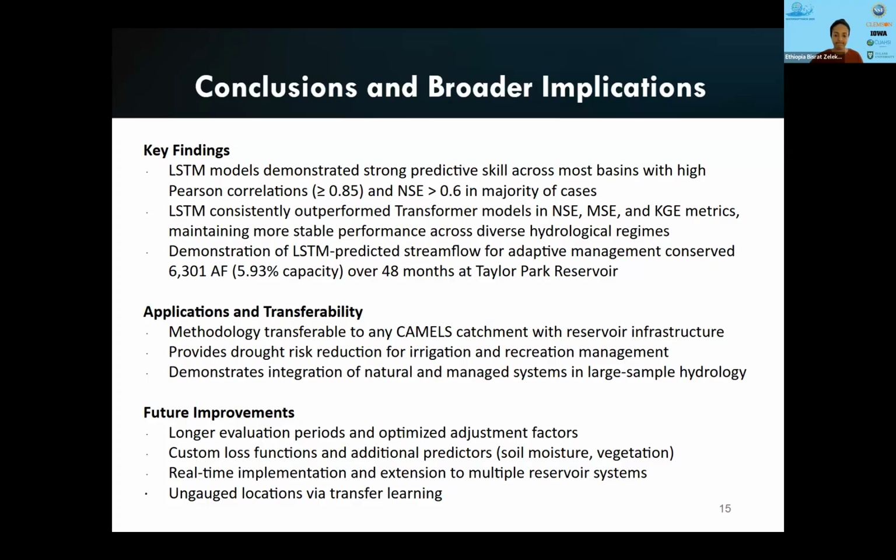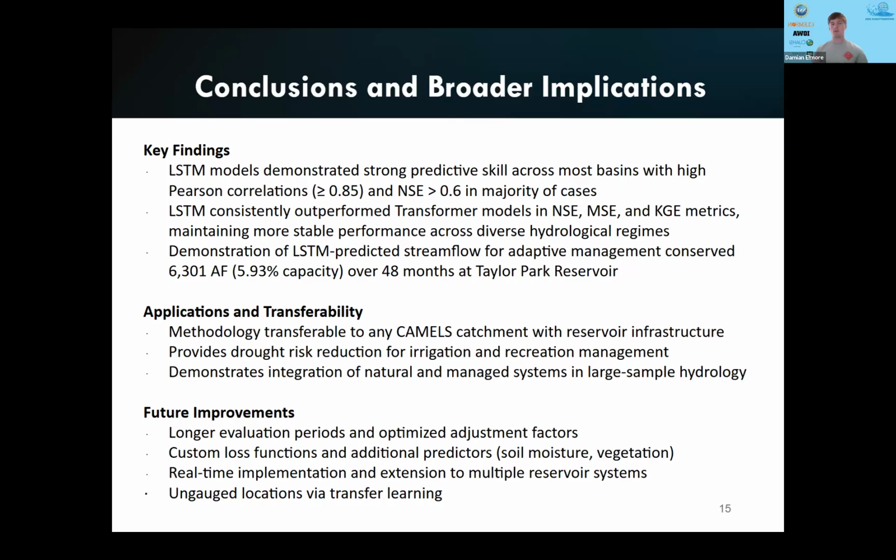Next slide. To wrap up, the LSTM models demonstrated strong predictive skill across most of the basins, with high correlations over 85 and strong NSE values over 0.6 across the majority of catchments. The LSTM consistently outperformed the transformer models in most of our evaluation metrics, maintaining more stable performance across more diverse hydrological regimes. The demonstration of the LSTM predicted streamflow for adaptive management conserved almost 6% of the total capacity over 48 months at the Taylor Park Reservoir.